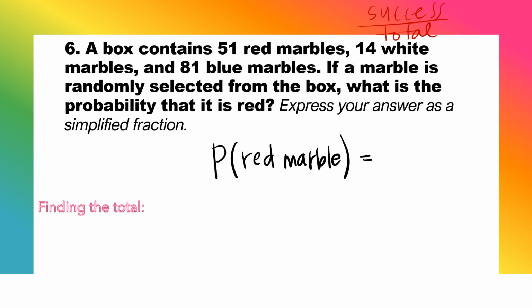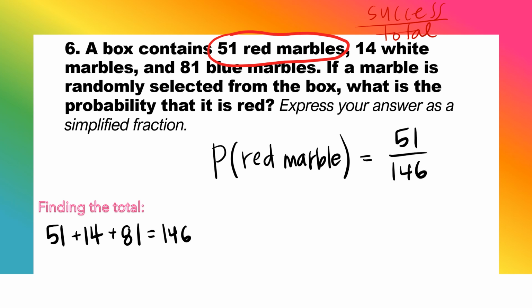Well, let's figure out the total number of marbles in the box. Not dice, y'all, I'm so tired. All right, so we're going to add these together. 51 plus 14 plus 81. That's all the marbles in the box. If you add that together, you get 146. All right, and so success over total. How many red marbles are in the box? 51. Total is 146, so it's 51 over 146 for success over total.